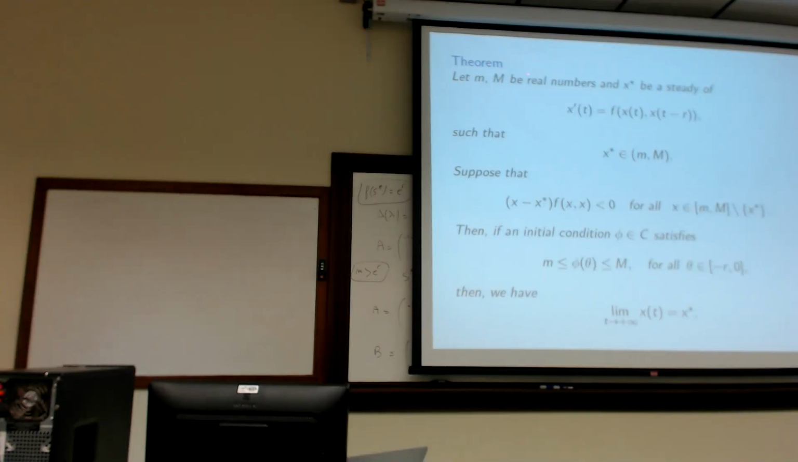We consider two real numbers, small m and capital M, and here we take a steady state of this delay differential equation, such that this steady state is between small m and capital M. If we have this condition for all x in the interval except for the steady state, then for any initial condition that is between small m and big M, we have the stability of this steady state.